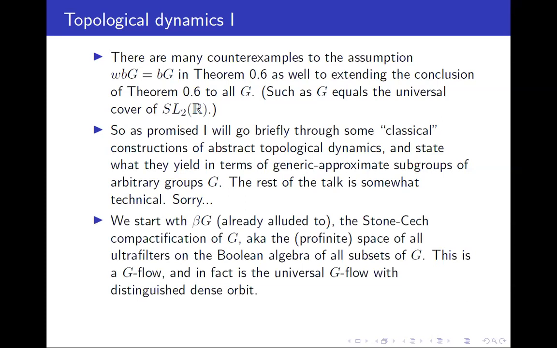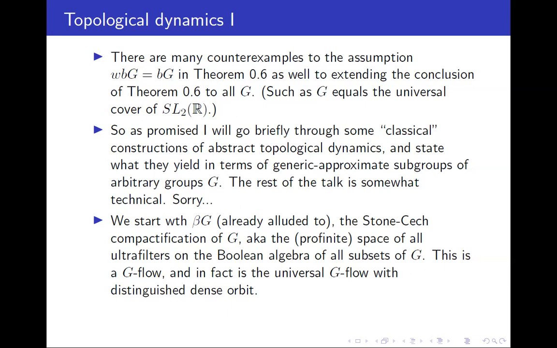So we start with an arbitrary G, and again, topological dynamics of the discrete group G is about studying the group G by its actions on compact spaces via homeomorphisms. That's what it's about. I'm going to start with beta G, which I already referred to. And beta G, the Stone-Čech compactification of G, also known as the space of all ultrafilters on the Boolean algebra of all subsets of G.